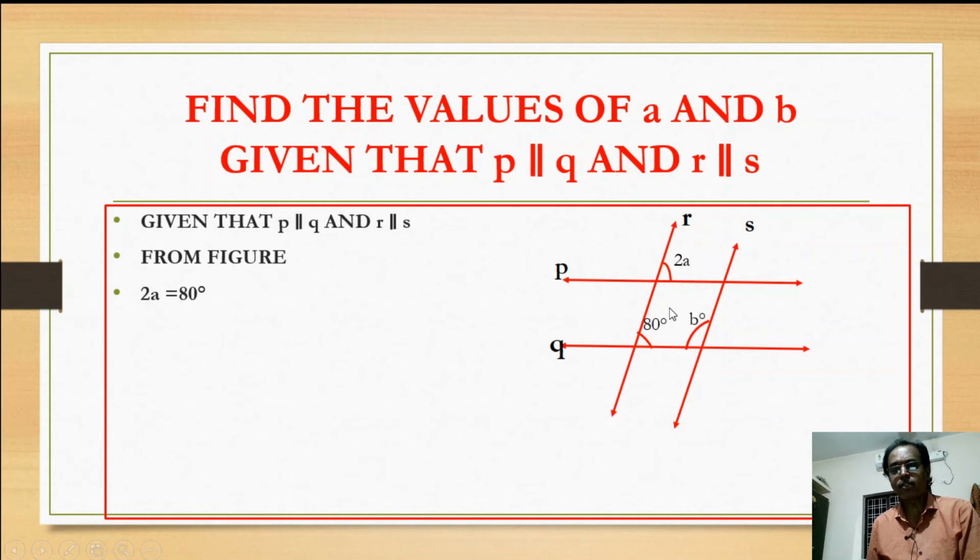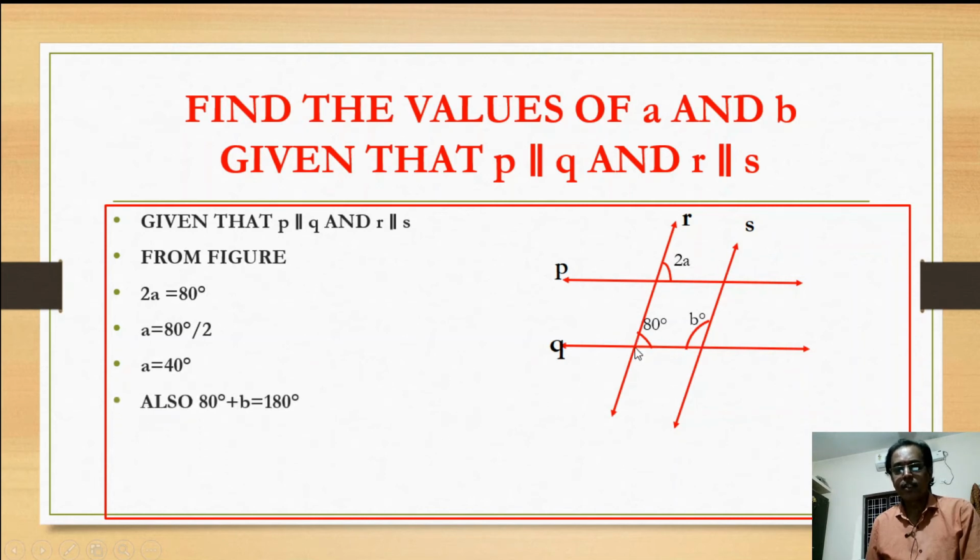What pair of angles are these two? Yes, these are corresponding angles. So if two lines are parallel, then we can say these two corresponding angles are definitely equal. So that's why 2A is equal to 80, then A is equal to 80 by 2, and A is equal to 40 degrees. So we used here corresponding angles.